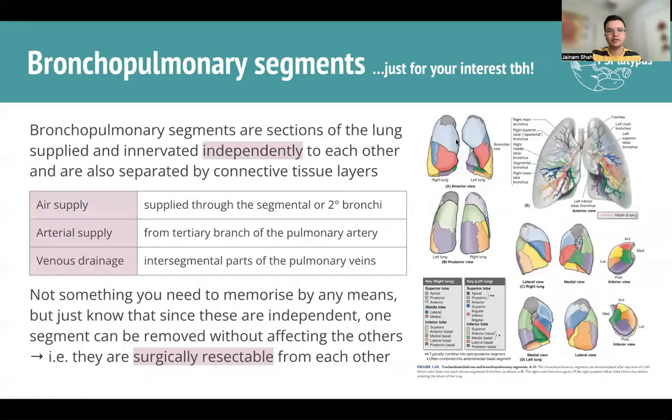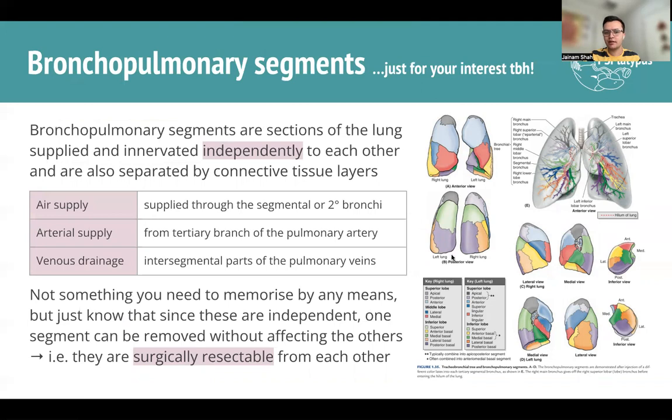Okay, awesome. Now, bronchopulmonary segments, super duper 100% low yield. It's just for your interest to know about. If you're going to specialize in lung stuff, then maybe you'll go into more detail. But for now, you just need to know that bronchopulmonary segments are sections of the lung supplied and innervated independently from each other, and they're separated by connective tissue layers.